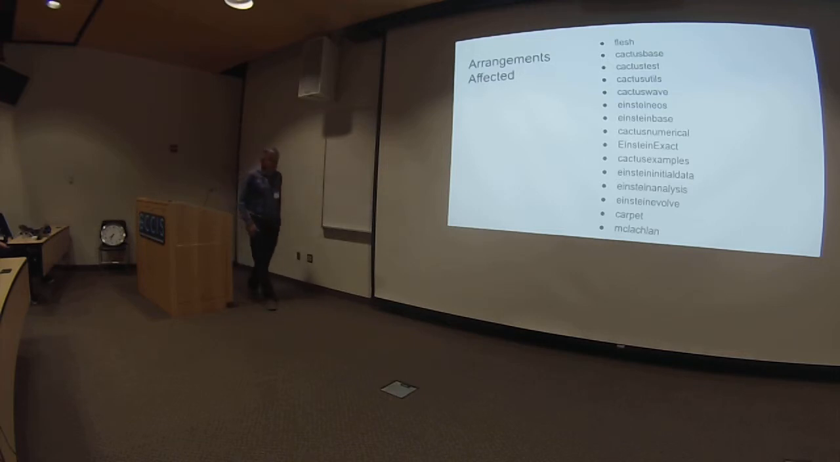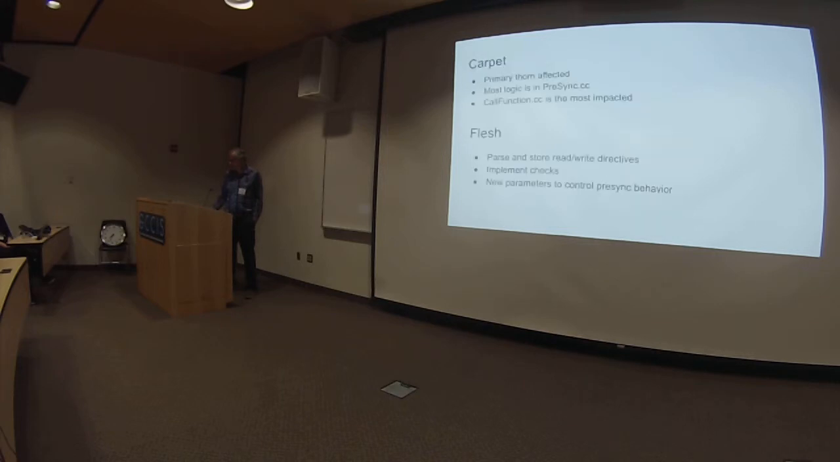Most of these things are just correcting the schedule tree, just putting in the reads and writes in the correct ways. And most of that represents an ongoing effort to try and get that correct. Carpet is the primary thorn affected. Most of the logic is in a new file called precinct.cc. The feeling I had is that the more code I could keep in an independent file, the better off we'd be, because while this work is going on, all these different arrangements are getting modified, and I have to keep doing git merges just to avoid wandering off into no man's land.